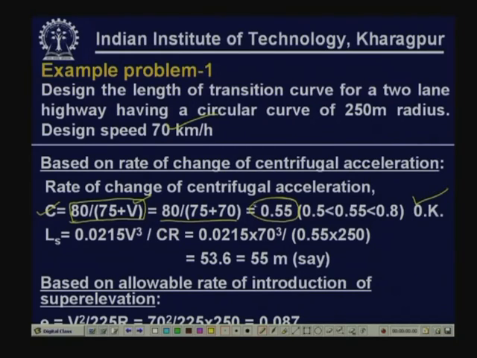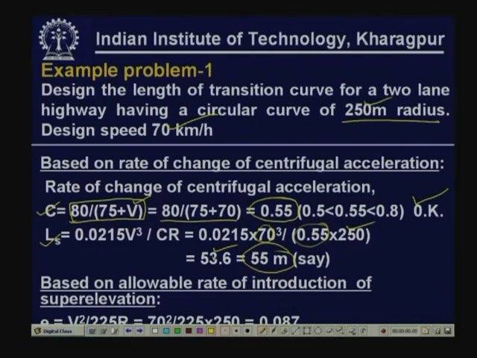Now, using this calculated C, we calculate the length. Since we are using V in kilometer per hour, we are using this formula with conversion factor 0.0215 V cube by C R. V is 70, C we know 0.55 calculated, R is 250 meter radius of the circular curve. Putting that in, we calculate it as say 53.6 meter, let us call it 55 meter.